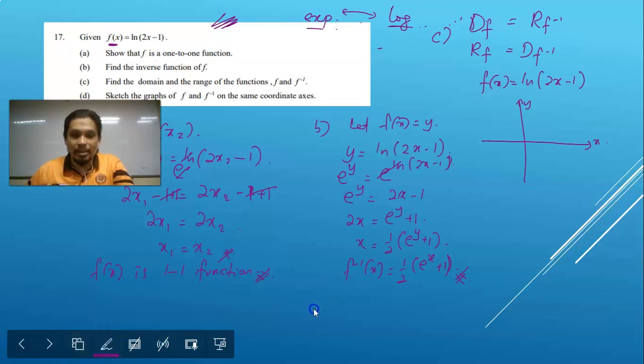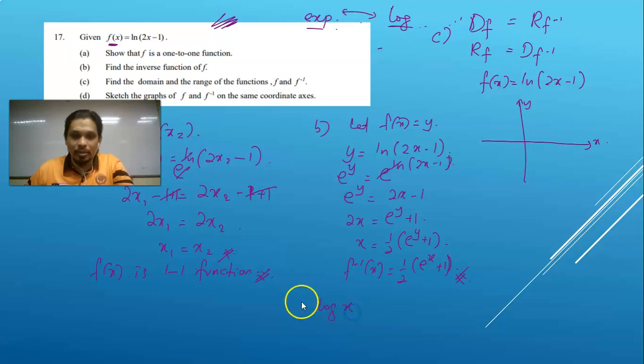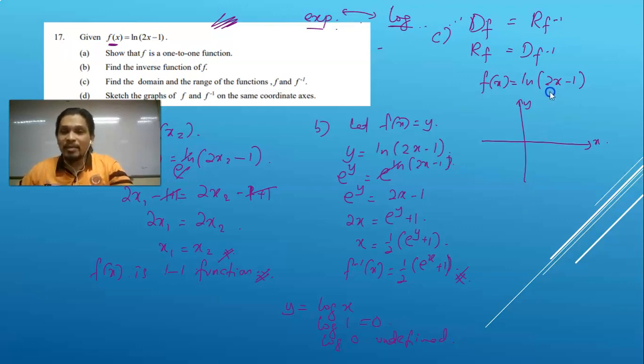Okay, I make a short note here. Log x, okay, y equal to log x. As we know, for log 1, the whole function equals 0, and for log 0, the whole function is undefined. Okay, so now let's get back to the question here.